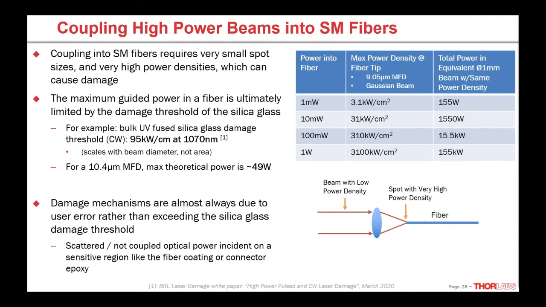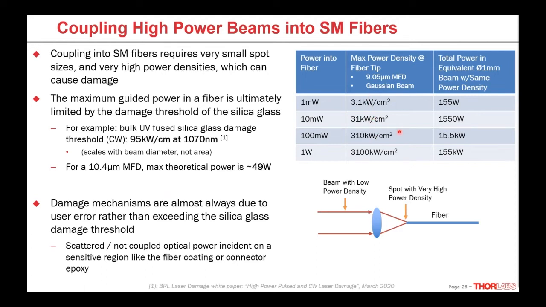Okay, so the next topic, switching gears a little bit, I'm going to talk briefly on launching high power beams into single mode fibers. Really, the crux of this is single mode fibers need very small spot sizes, focus spots to couple into them. And because of that, even beams that have relatively low total power, you can create a very high power density on that fiber tip. So looking at this table here, let's say we have a 1 milliwatt or 10 milliwatt or 100 milliwatt beam, not really quote unquote high power. If we focus those into, let's say, a 9 micron spot, we're going to get these power densities.